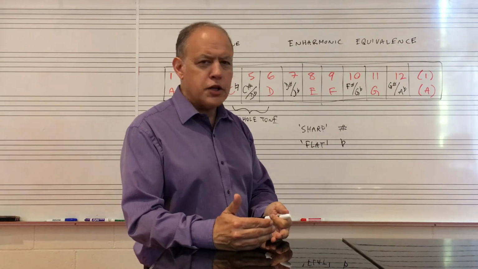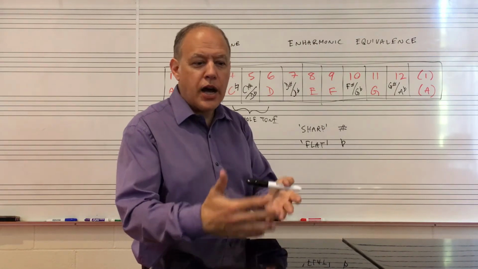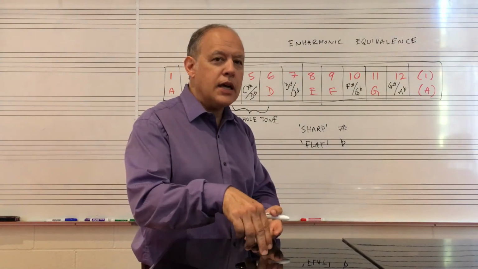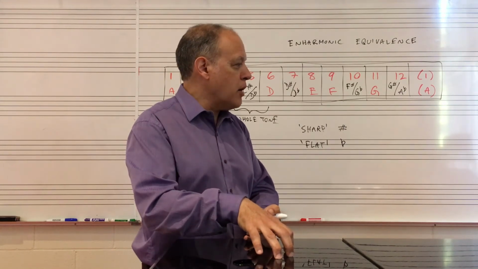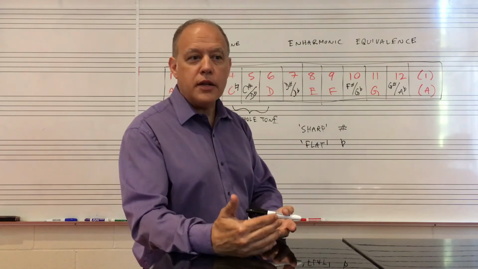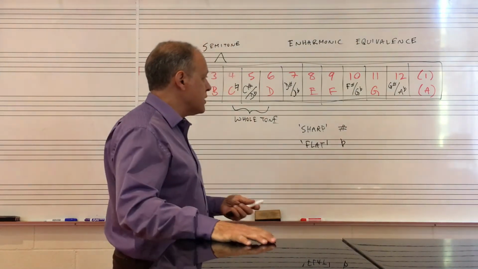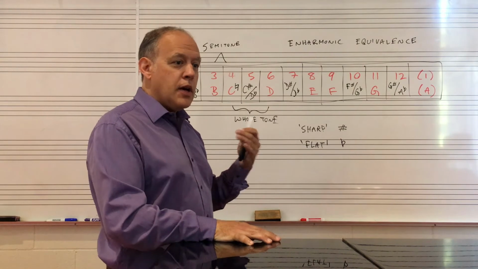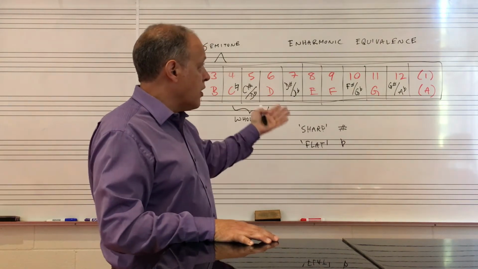It's kind of like Schrodinger's cat. Until something happens, I don't know what that thing is. I don't know what's inside the box. Is it a F sharp? Is it a G flat? I have to wait for another event to determine what it happens to be. And that's because of equal temperament and enharmonic equivalence.